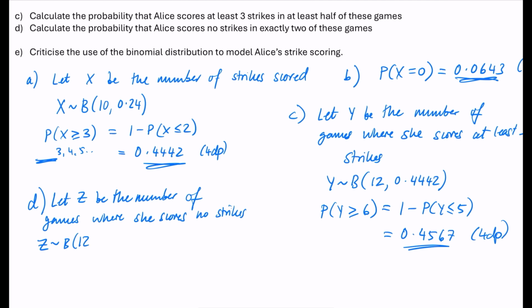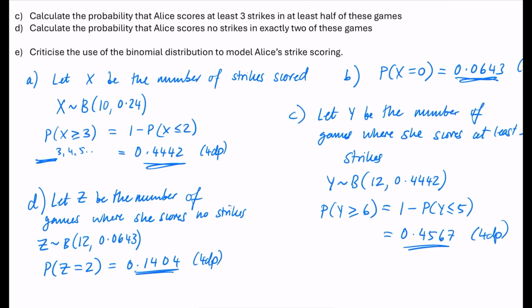So this time, I'm using a new letter because it's got a new distribution. It's a binomial distribution with 12 games. The probability she got no strikes was 0.0643. Again, we don't mind that we're using the rounded version. That would be accounted for in the exam, in the mark scheme. And we're going to calculate the probability that she scores no strikes in exactly 2 of these games. So if you don't have the graphics calculator, you jump to PD mode. If you do have the graphics calculator, I will just put the lower and upper as 2. I'll change the probability to 0.0643, and I get, to 4 decimal places, 0.1404.